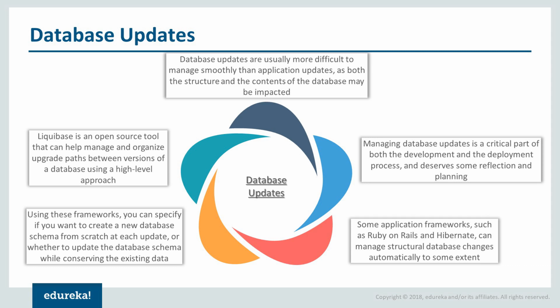Some application frameworks such as Ruby on Rails and Hibernate can manage structural database changes automatically to some extent. Not always and not as a whole, but yes, to some extent. Using these frameworks, you can specify whether you want to create a new database schema from scratch at each update, or whether to update the database schema while conserving the existing data.